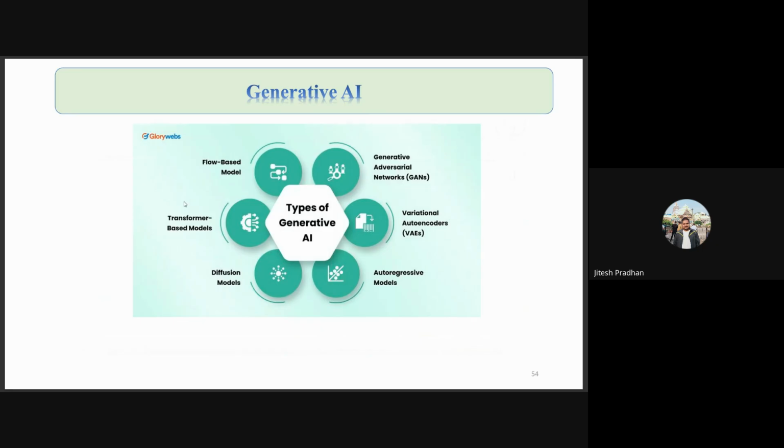Now these are different types of generative AI. First one is the generative adversarial network. Then we have variational autoencoders, autoregressive models, diffusion models, transformer based models, and flow based models. But out of these 6 models, 2 are widely used: generative adversarial network and transformer based model. And we will discuss these 2 models in detail.